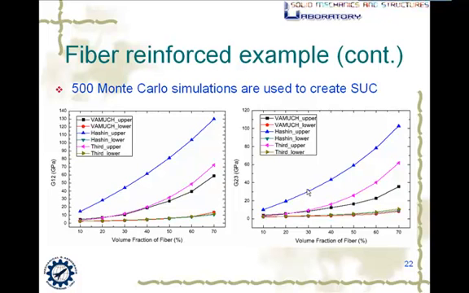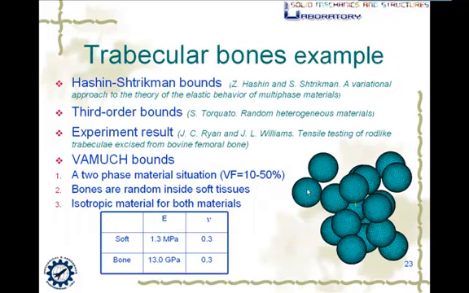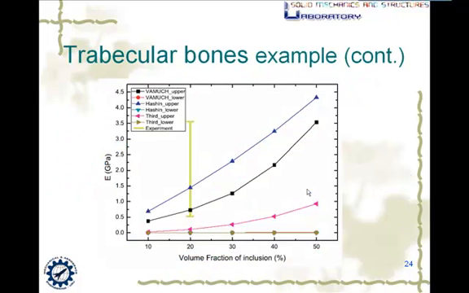Here it shows the result of the bounds of the longitudinal shear modulus and transverse shear modulus. For the lower bound, those three methods give similar results, and for the upper bound, when the volume fraction becomes high, the VAMUCH result shows improvement over the other two because it is narrower. Here is our 3D example and its isotropic situation. It also shows the experimental results fall in the VAMUCH bound, but they fall outside the third-order bound.